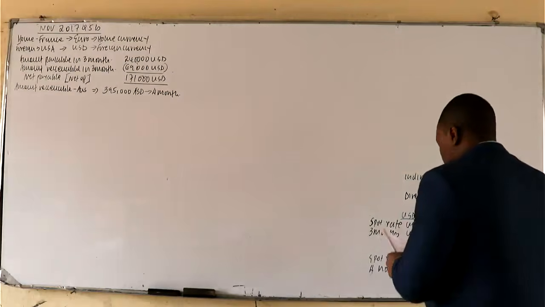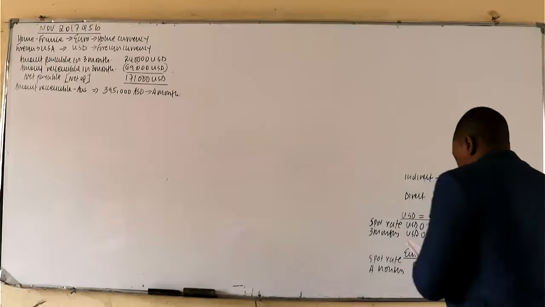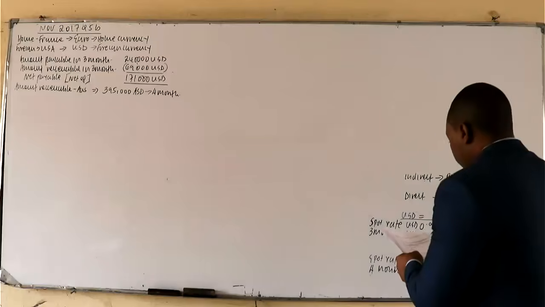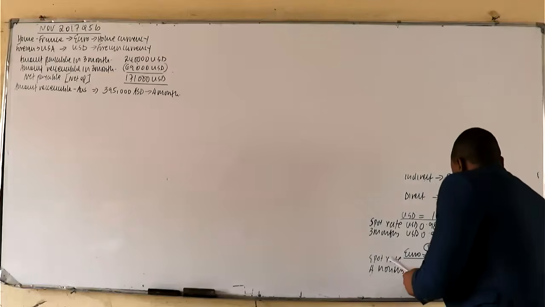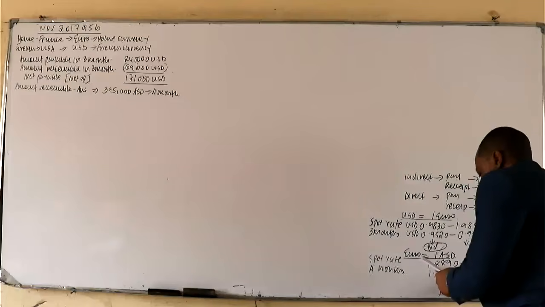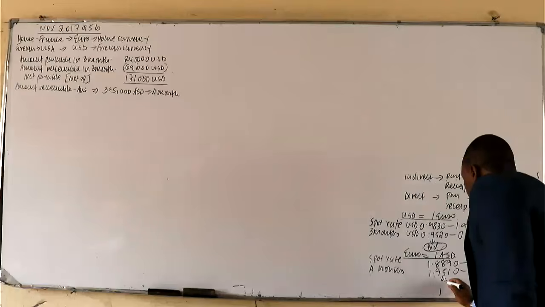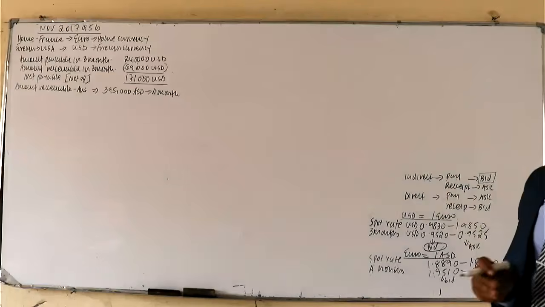So here we have spot rate is 1.8890 to 1.8920. I'm just copying what you have in your question paper. 4 months is 1.9510, 1.9540. This is bid. This is ask. Bid will always be the minimum price.